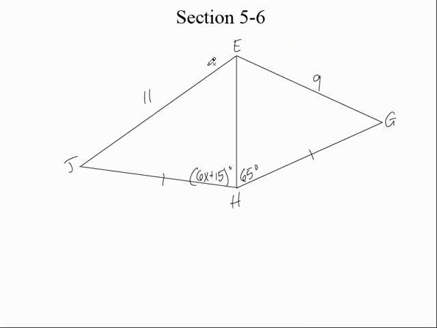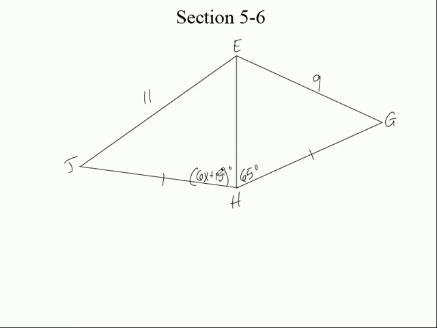Okay, we've got this picture drawn now. So what they've given you is this. They've given you that JH equals GH. They told you this angle right here, JHE, was 6x plus 15. This one, EHG, is 65. Of course, this side's 11, this side's 9. Let's just take a look before you even go through what they're going to ask here.